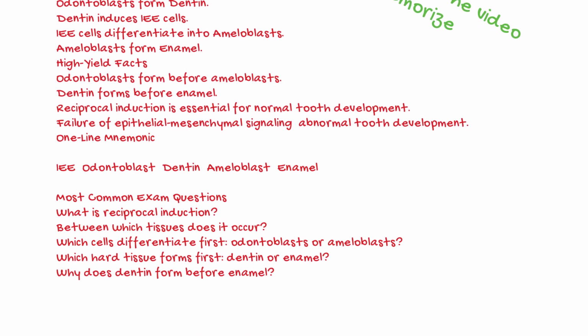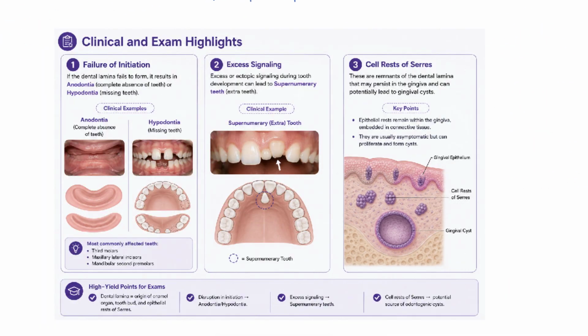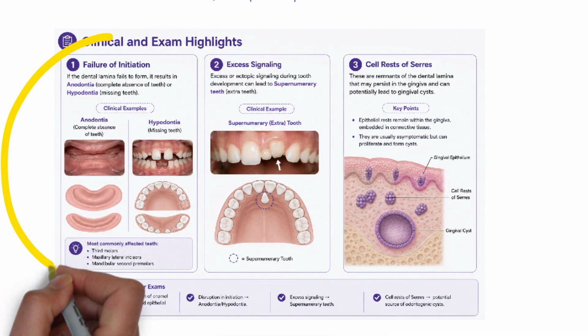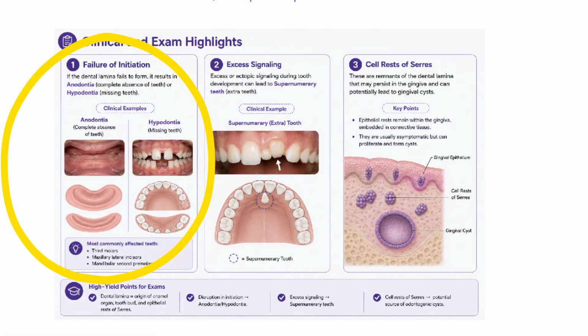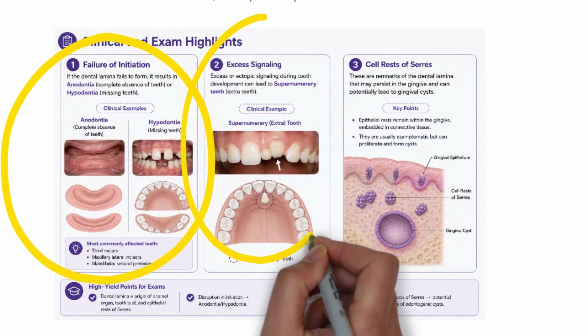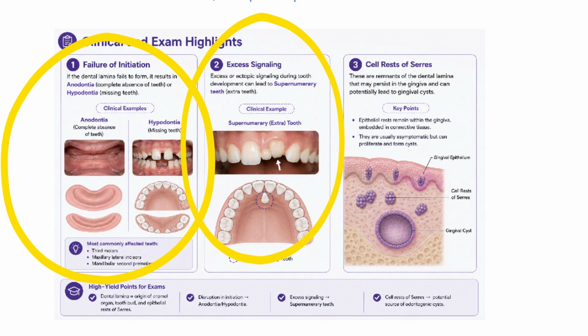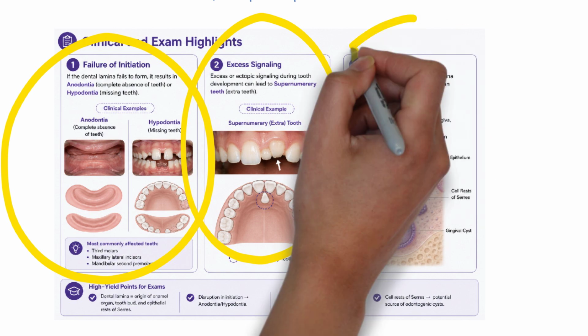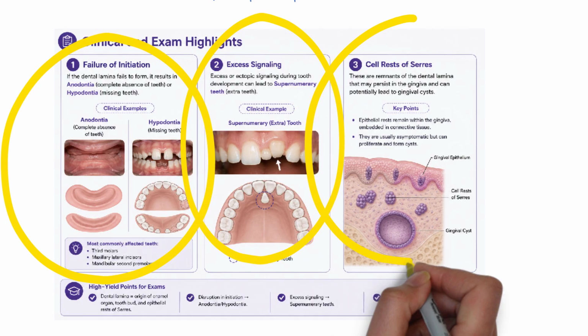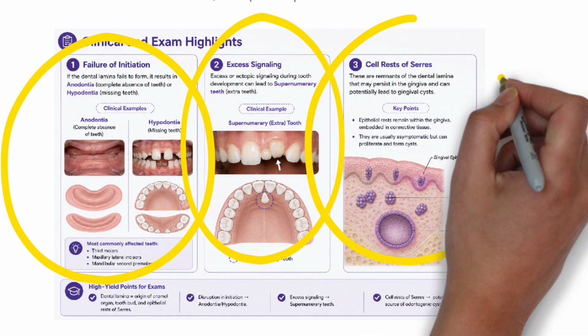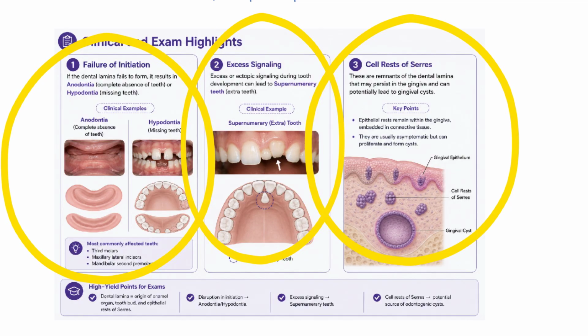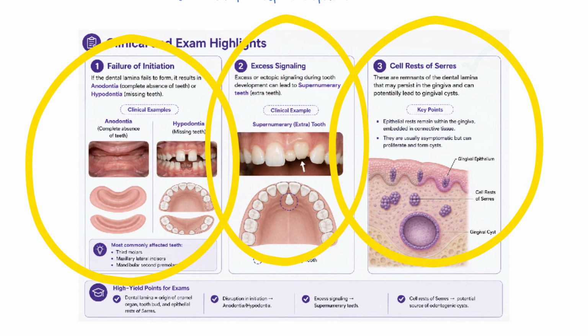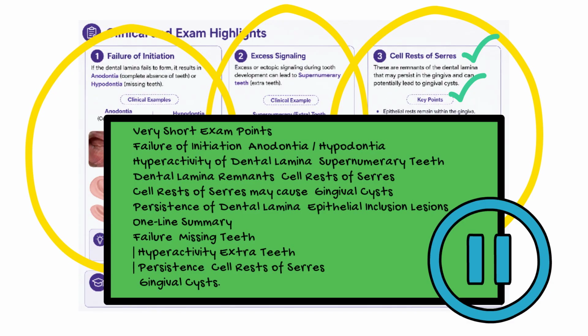Clinical correlations. Failure of initiation. No tooth germ develops. Possible outcomes: anodontia, hypodontia, hyperactivity of dental lamina. Excessive developmental signaling may produce supernumerary teeth, persistence of dental lamina remnants. After development, portions of the dental lamina may remain within the gingiva. These remnants are called cell rests of Sayers. They may contribute to gingival cysts, epithelial inclusion lesions.